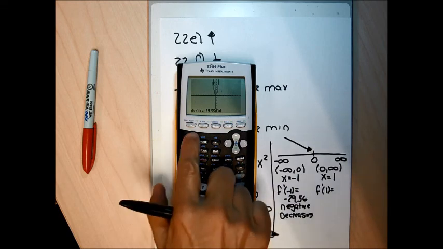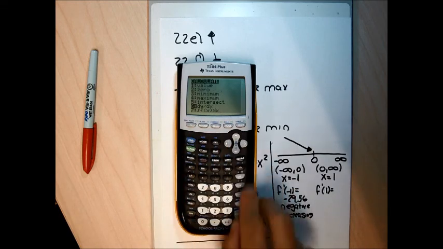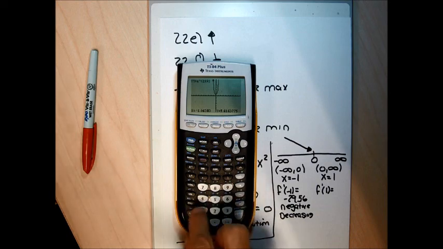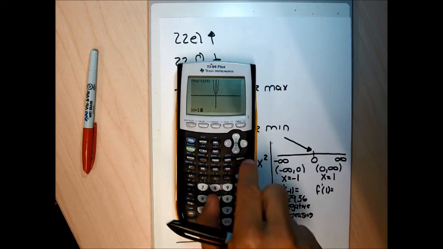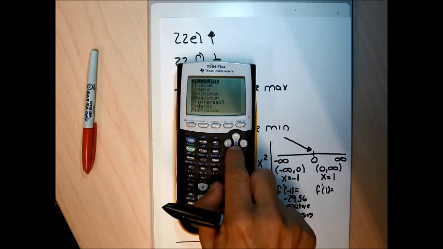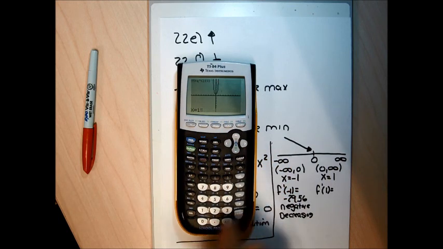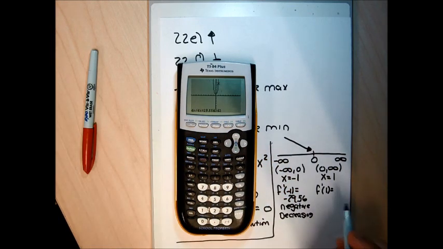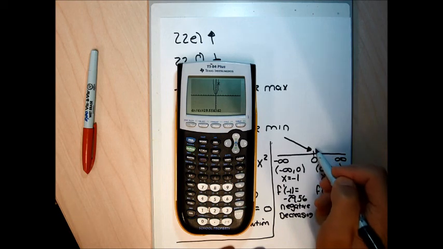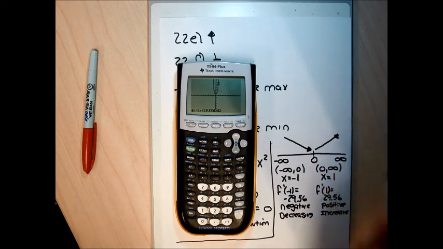Move over to the next interval, go second calc, dy dx, type in 1, and I get 29.56. Again, I don't worry so much about the 29. I just worry about whether it's positive or negative. And since this is positive, in this interval the graph is increasing. And so I'll put a little up arrow in that interval.